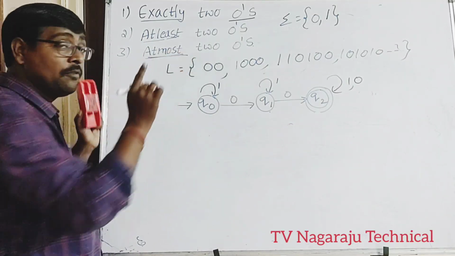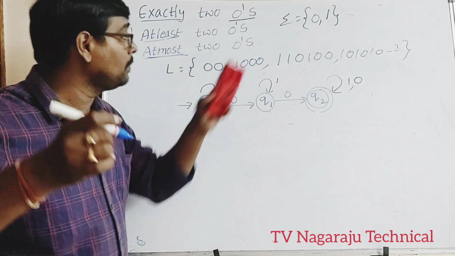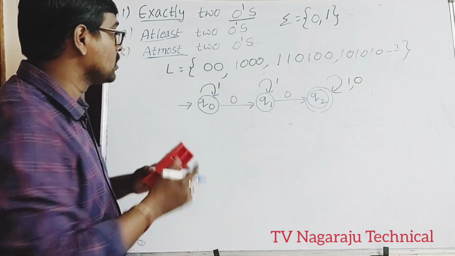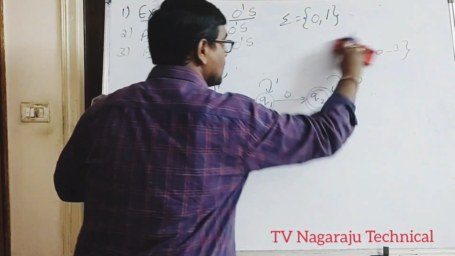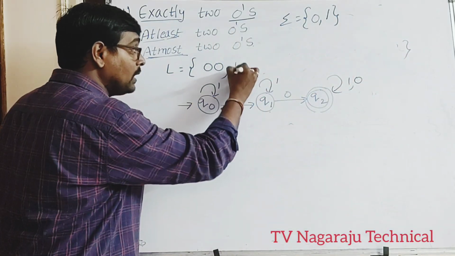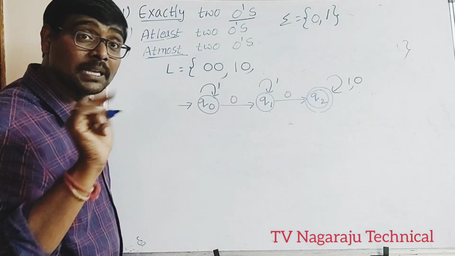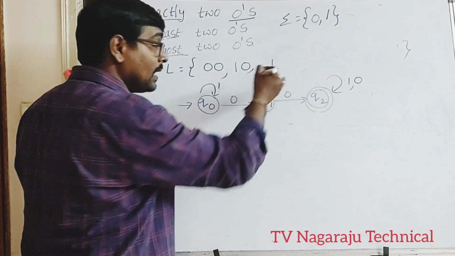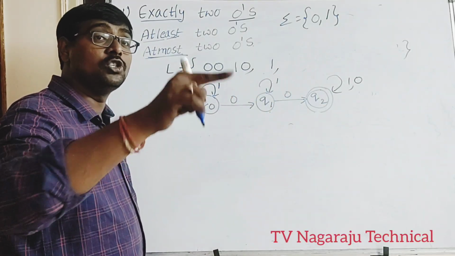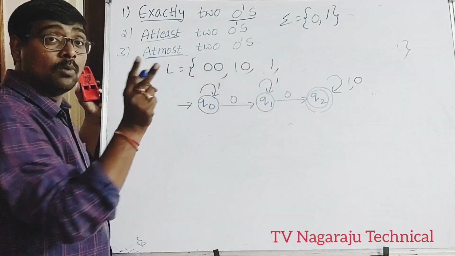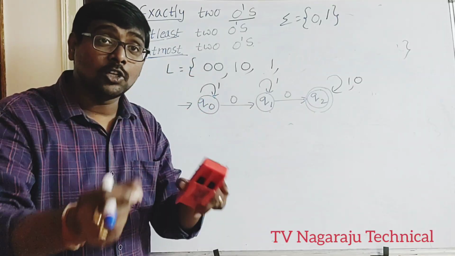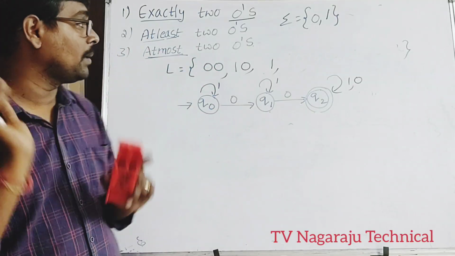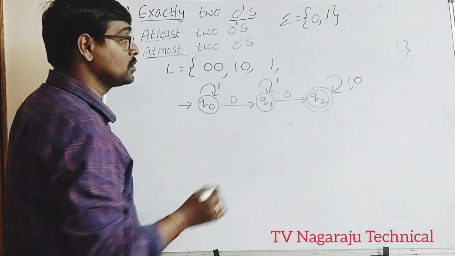Now, the most important, at most. What is the meaning of at most? Maximum two zeros are allowed. So, this is the case: two zeros and 1, 0. This is accepted. 1, 0 is accepted. Suppose 1 is accepted, that is, without 0 is also accepted. At most means either 0 zeros, or 1 zero, or 2 zeros.